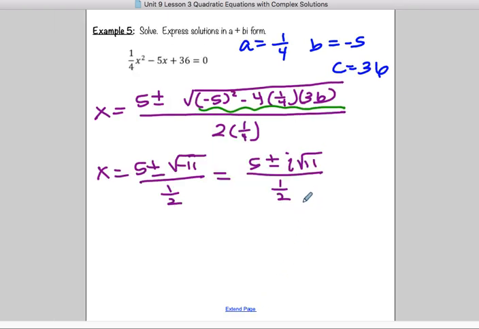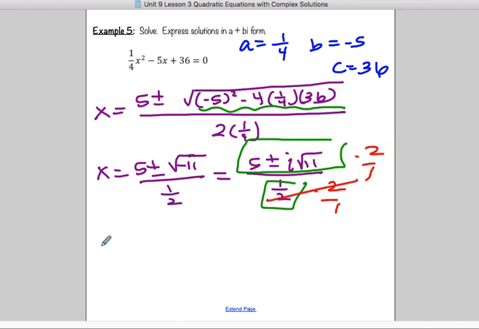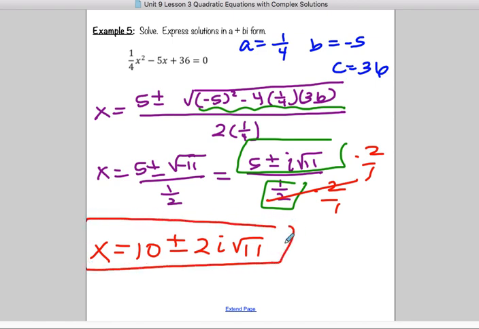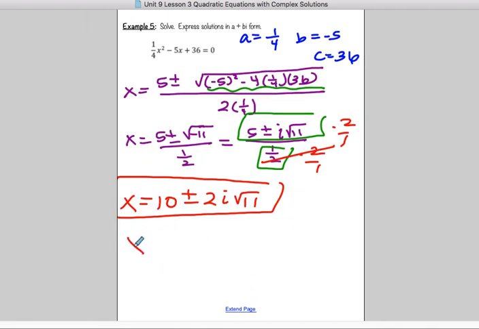Okay, we're going to simplify. If you have a fraction, which is really this top piece, divided by this fraction, you can go ahead and multiply by its reciprocal, 2 over 1. This will cancel. So I need to distribute my 2. So x will equal 5 times 2, which is 10, plus or minus 2i square root of 11. Okay, and it's in the form a plus bi in that sense. Okay, so there it is. If you wanted to write it with the i at the end, you'd write 2 square root of 11 i. Make sure you're very clear that the i is not underneath your radical though. Both of those are good answers.